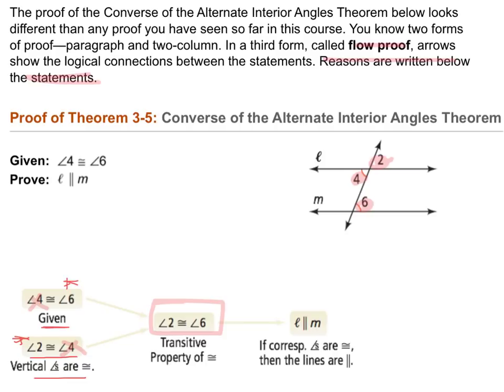And so if angles 2 and 6 are congruent, then we can go to line L is parallel to line M, and we're going to use our reason that if corresponding angles are congruent, then the lines are parallel.